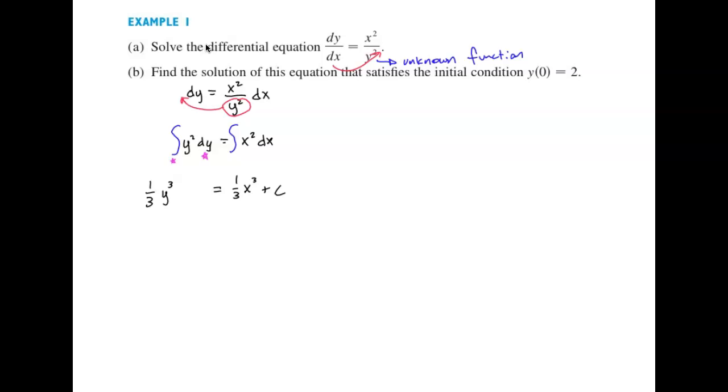All right. Now my goal was to solve for an unknown function. What's my unknown function again? y. So solve for y. Multiply both sides by 3. Oops. y cubed equals x cubed plus 3C. Take the cube root. y equals the cube root of x cubed plus 3C. And we're done. There's my unknown family of functions. There you go. That's part A.